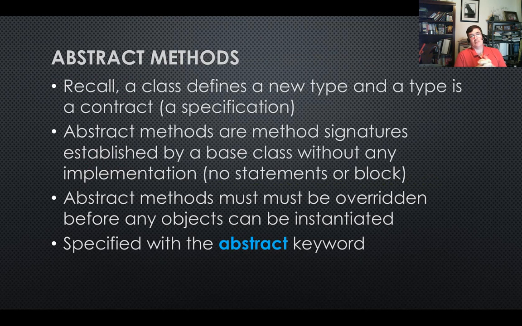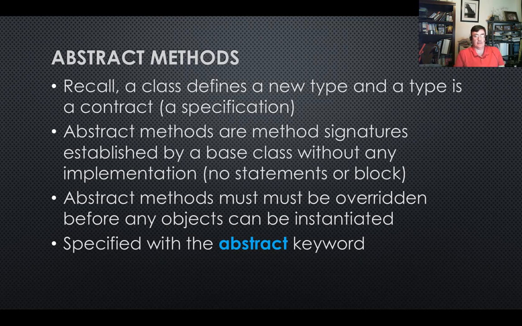So now let's talk about an abstract method. A class defines a type, and a type is a contract or a specification. It tells you all the things you can do to and with that object. Abstract methods are nothing more than method signatures established in a base class without any implementation at all. There is no Java block, no open or close curly braces for an abstract method. What they do is they declare that this class will have this method, but I'm not going to give it to you right now. It has to be overridden before any objects can be instantiated.